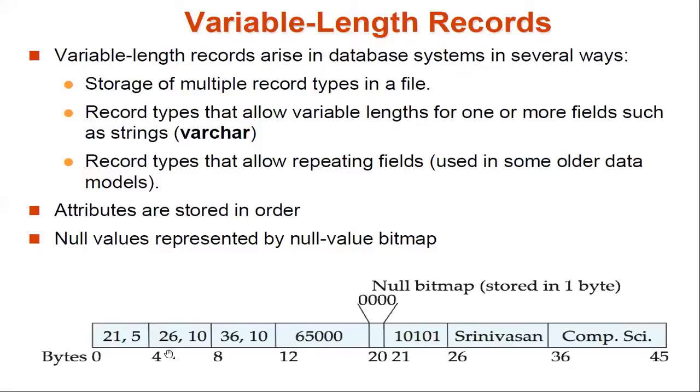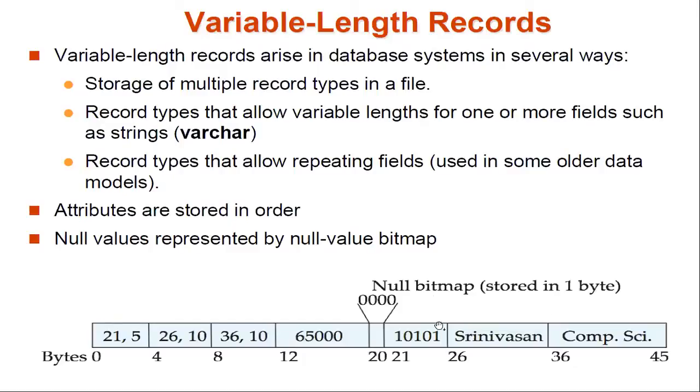Here the first one you can see is 21, 5, that is 21 plus 5 gives 26. Then 26 plus 10 gives 36. Then 36 plus 10, so from 46 it will be starting. Then here there is a special one: the null value is represented by a null value bitmap. You already know what a null value is. To represent a null value in your record, you can use a bitmap. This entire null value bitmap can be stored in only 1 byte.